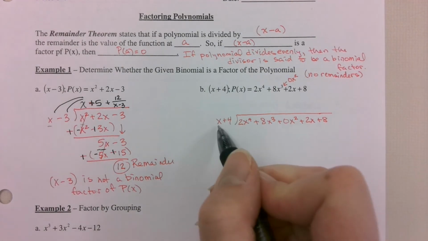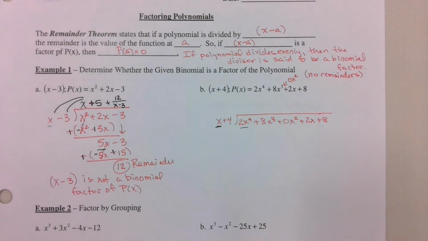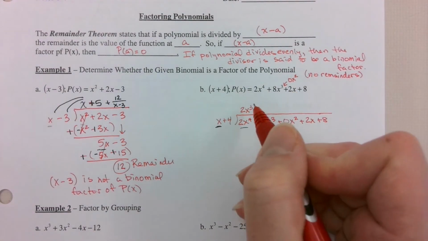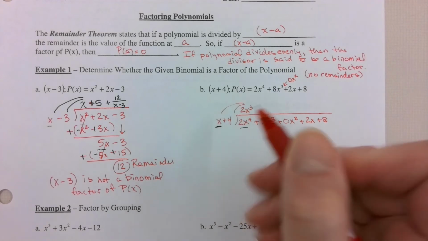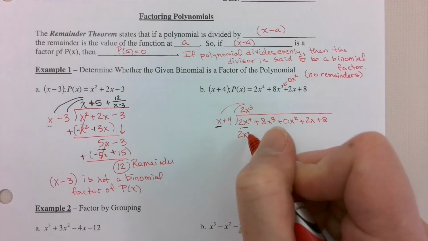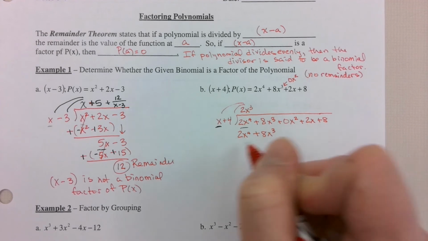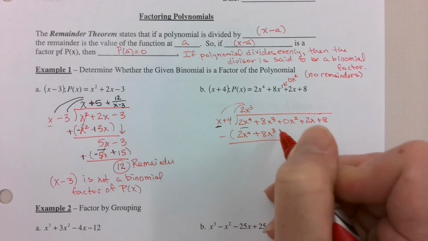How do I make x turn into a 2x to the 4th? I multiply by 2x to the 3rd, and again, I distribute that. So 2x to the 4th, and then I get a positive 8x to the 3rd, and I want to come through and I want to subtract.